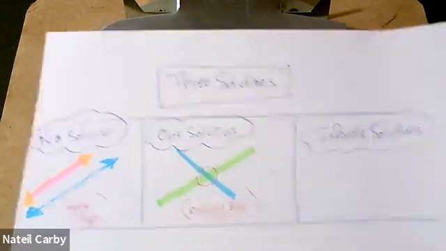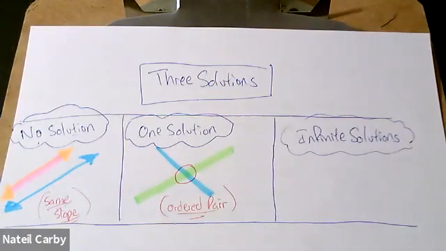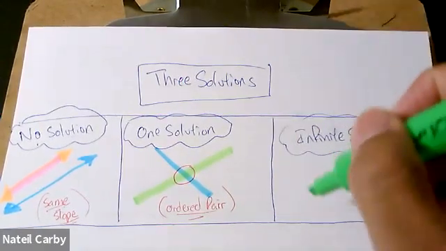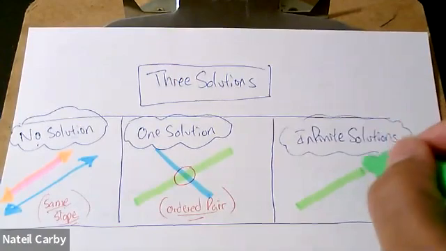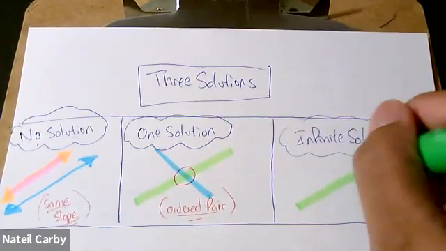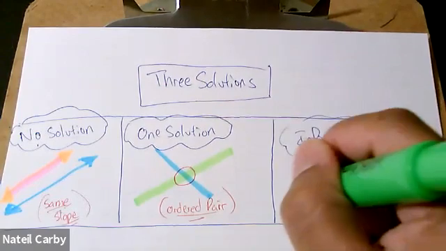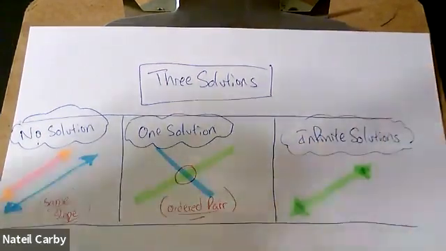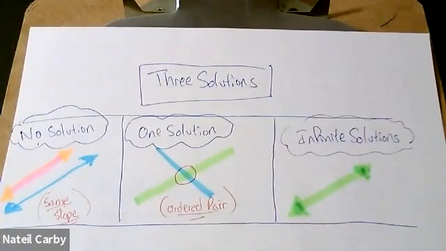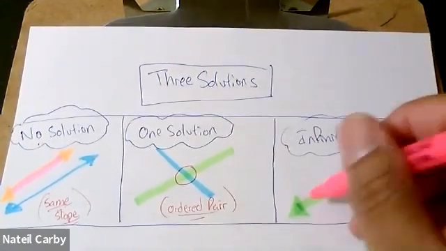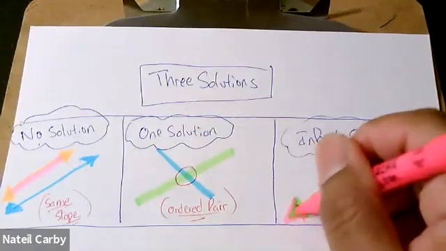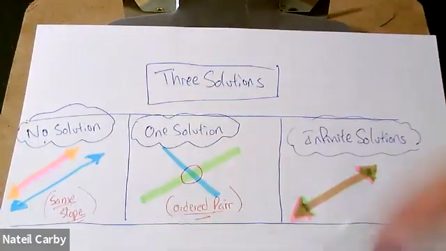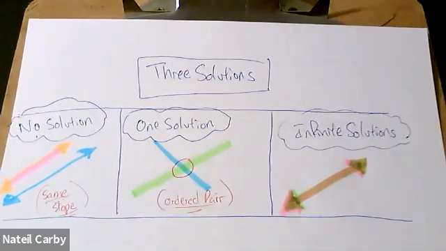Okay. Last one. Infinite solutions. That means when you graph the first line, you graph the first function, you get your slope and y-intercept. Everything's looking good. Then when you get ready to graph the second one, oh, what? You're doing the exact same thing. It's infinite solutions, right? When the lines are on top of each other.